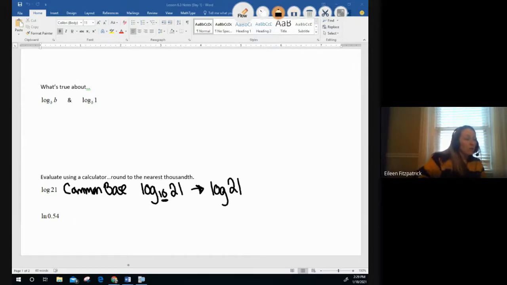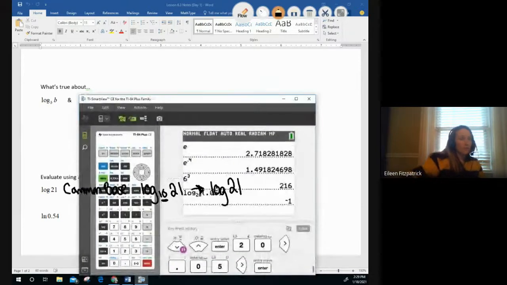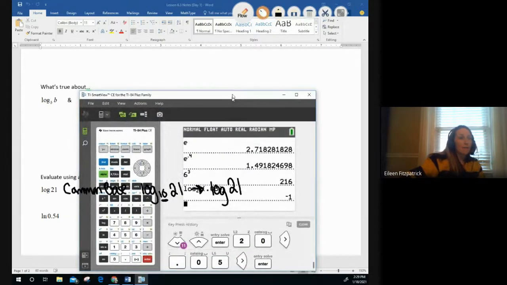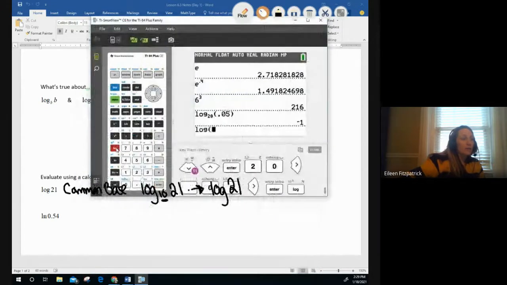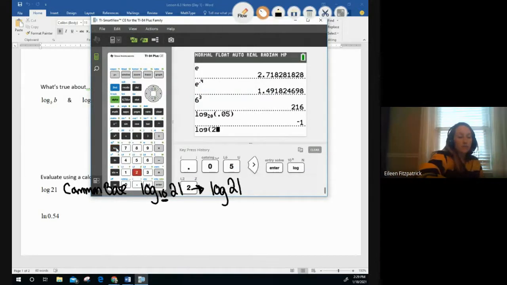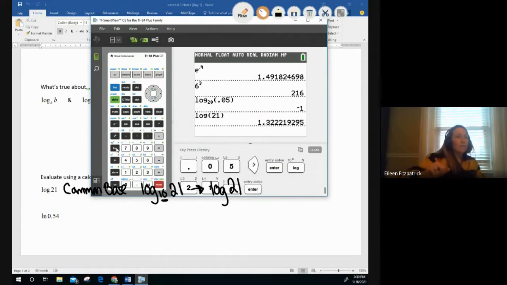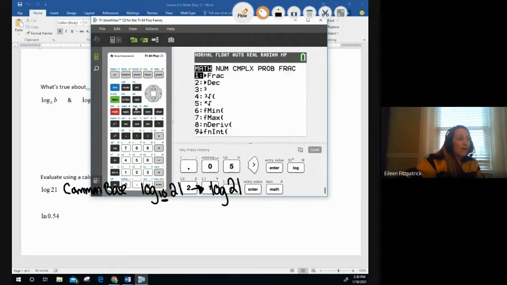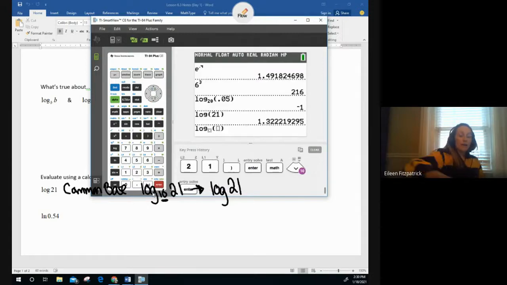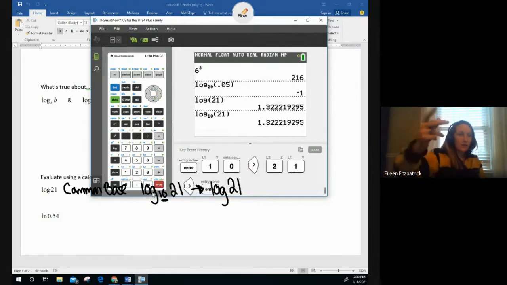Okay. So on my calculator, I'm going to show you two places to do this. On your calculator, this log button, there is no option to put a base value. It's the common log. It's automatically base 10. So I can just type in a 21, close my parenthesis, push enter. All right. Or if I want to hit math and go down, and then I can put in my base value of 10, and I should get the same answer, which I do.